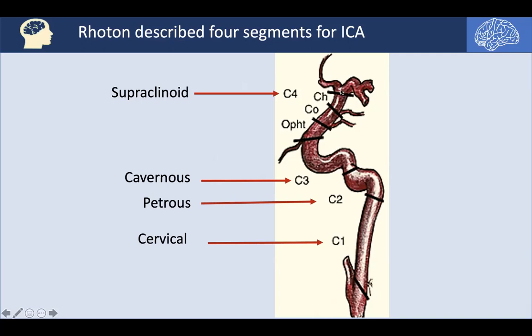And then we have the terminal division of the supraclinoid segment, or the C4 segment, of the ICA into the biggest branch, the middle cerebral artery, the MCA, which goes laterally, and the smallest terminal branch, the ACA, which goes medially.